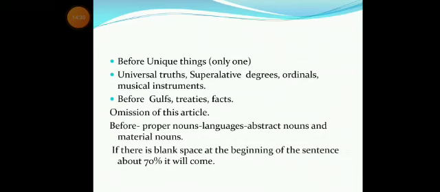In the next session, I am going to deal with the second type of article, that is the indefinite article, a and an articles. There are two indefinite articles in these articles.